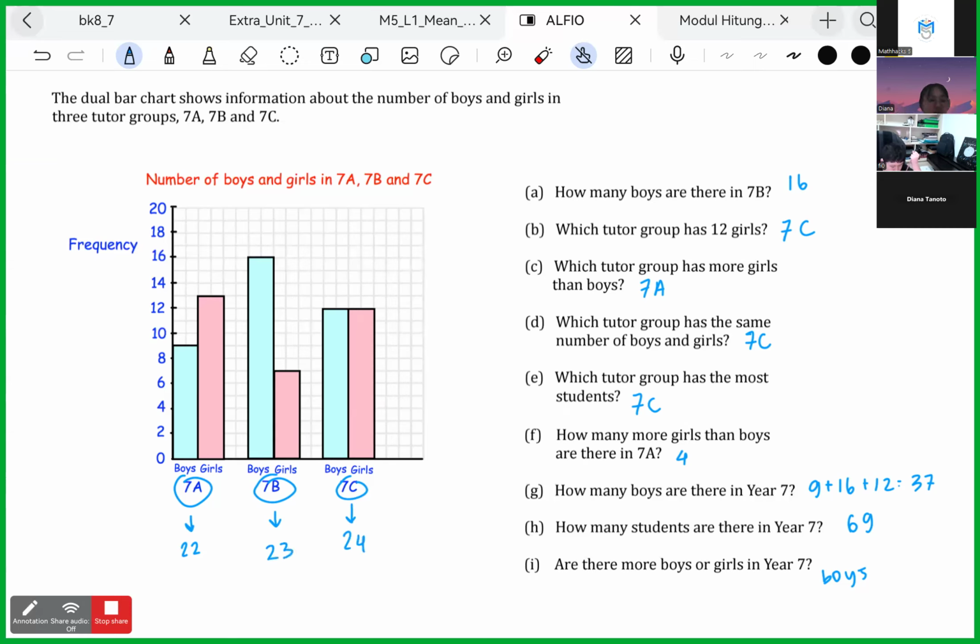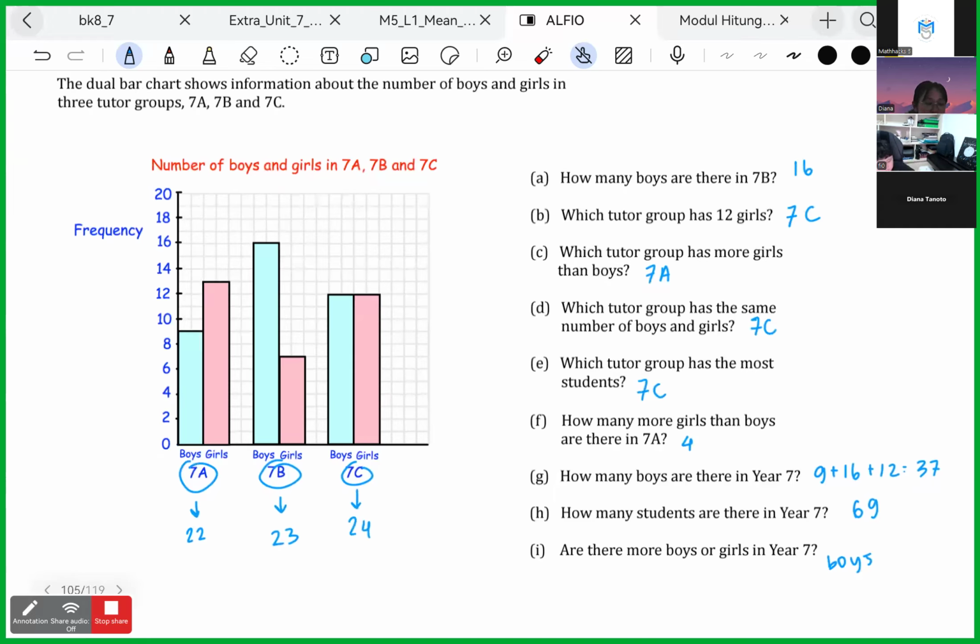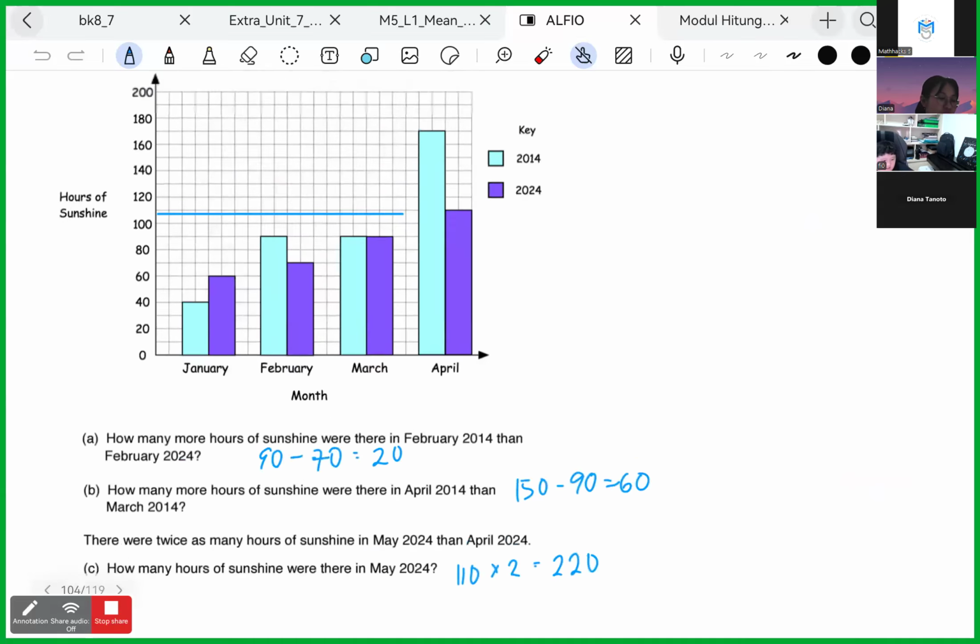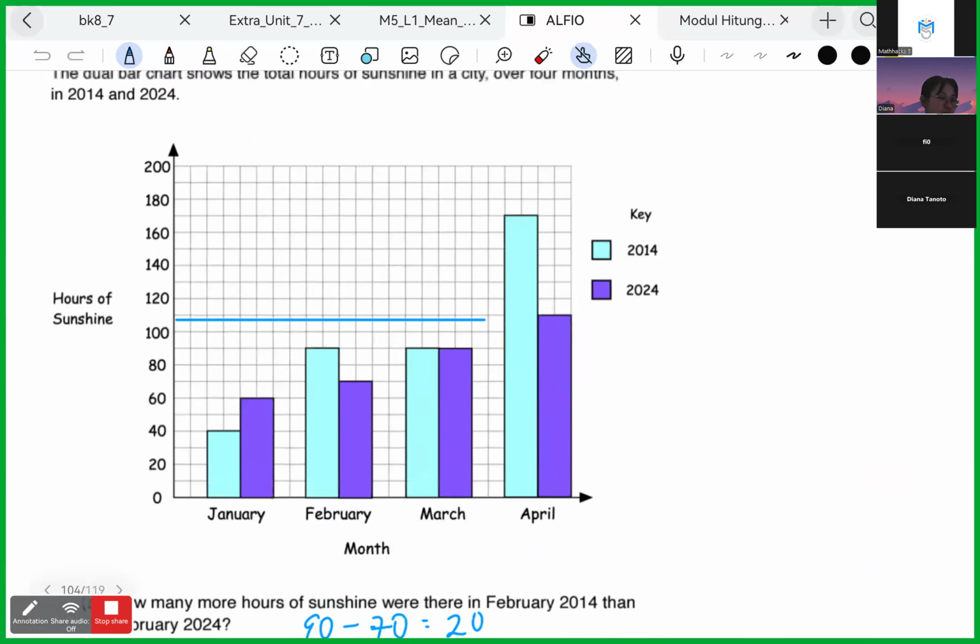Okay, how about the number of students that are girls? Total number of girls in year 7. 32. Okay, 32. Now change back to the previous board. I want to ask you another question.